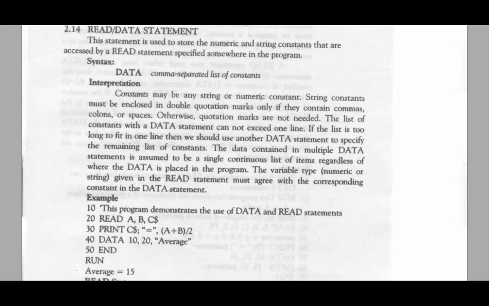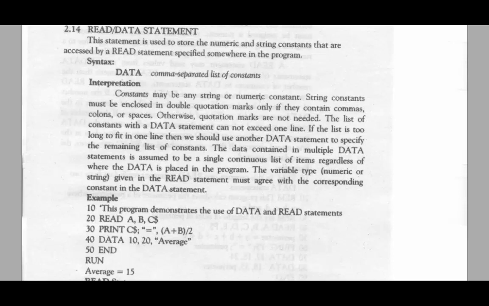Read or data statement. This statement is used to store the numeric and string constants that are accessed by a read statement specified somewhere in the program. Syntax: data, comma separated list of constants. Interpretation: constants may be any string or numeric constant. String constants must be enclosed in double quotation marks only if they contain commas, colons or spaces. Otherwise, quotation marks are not needed. The list of constants with the data statement cannot exceed one line. If the list is too long to fit in one line, then we should use another data statement to specify the remaining list of constants.